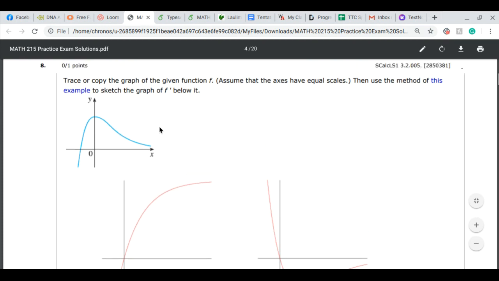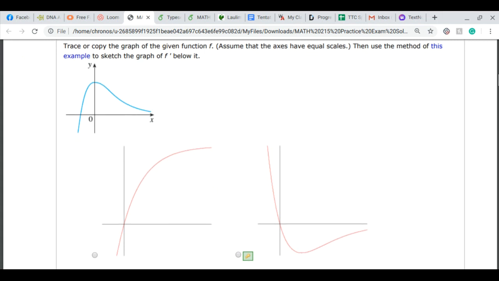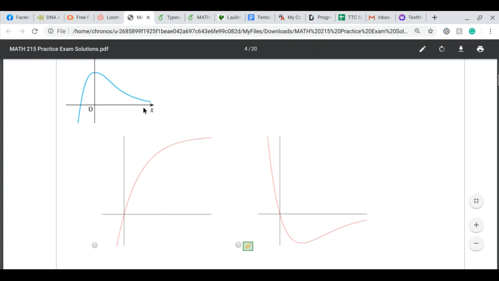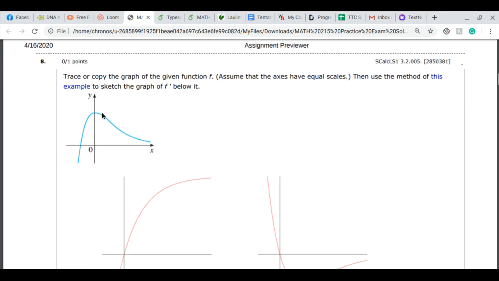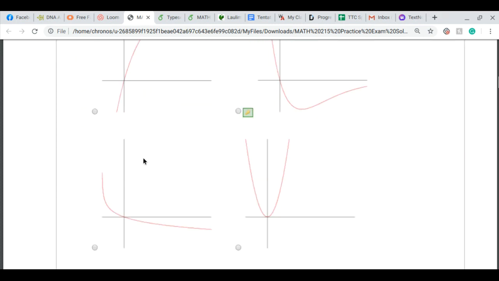What do we know about derivatives? If a function's increasing, the derivative is positive. So whatever the derivative looks like, when x is less than 0, f prime has to be positive. Now, when x is larger than 0, f prime has to be negative because f, the function, is decreasing. So that eliminates this first choice here.